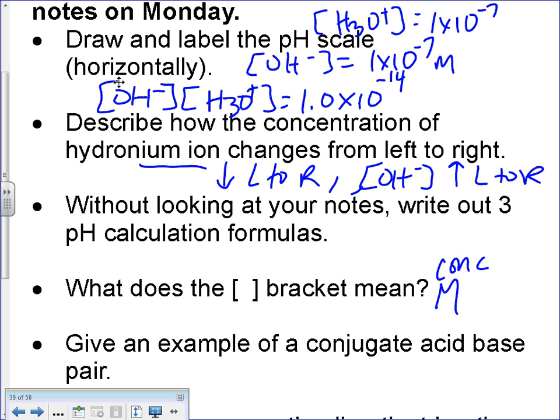Okay, so what if I said the hydronium concentration, write this down, is 1 times 10 to the negative 5th? Hydronium concentration is 1 times 10 to the negative 5th. Zach, what's the pH? pH is 5. What's the pOH? 9. Olivia, what is the hydroxide concentration?